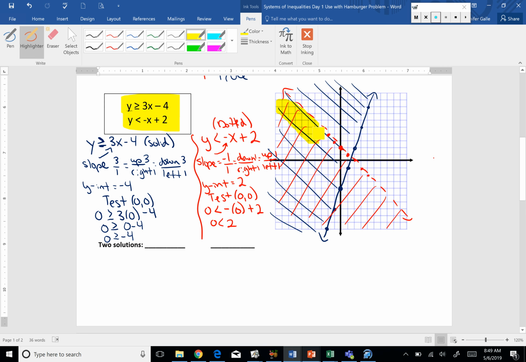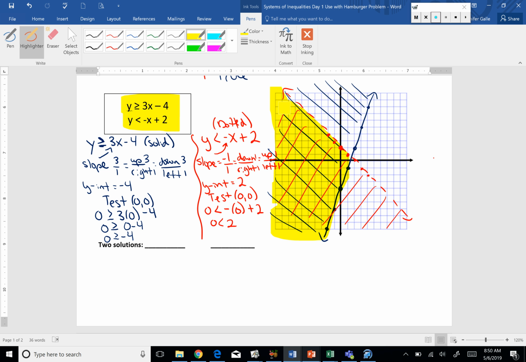Where your 2 shadings overlap, that's why I wanted you to have 2 different colors today. Where your 2 shadings overlap, that's where all the ordered pairs are that are going to make the whole system true. Just like when we had our systems of equations last unit, we needed an ordered pair that would make both equations true. Now I need ordered pairs that will make both of those inequalities true.